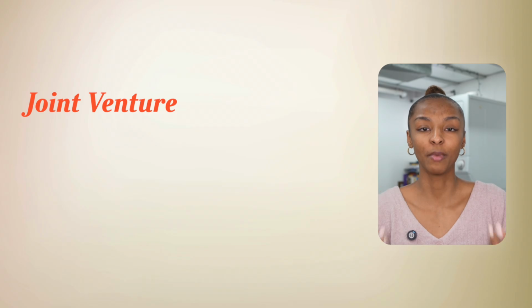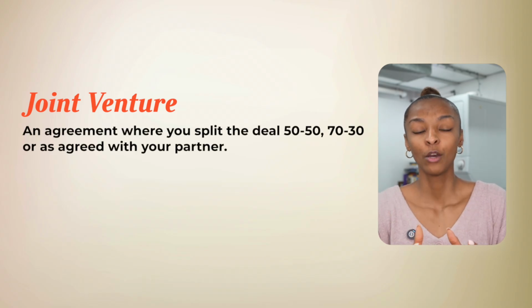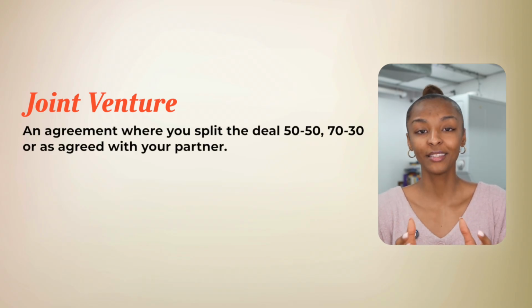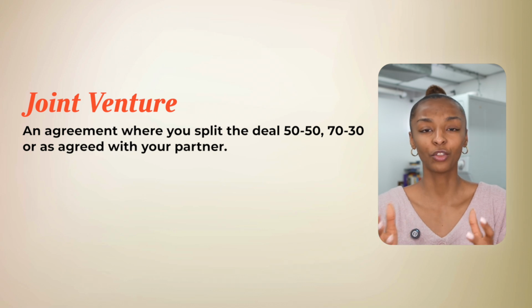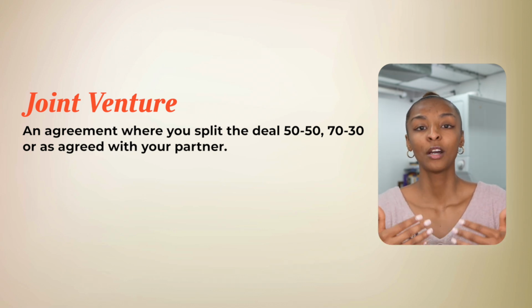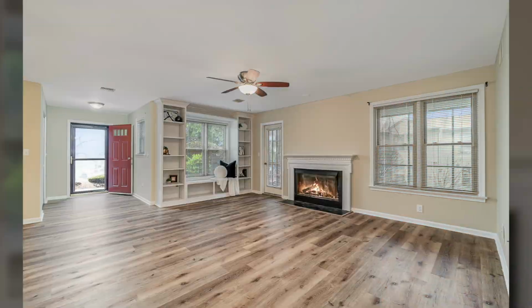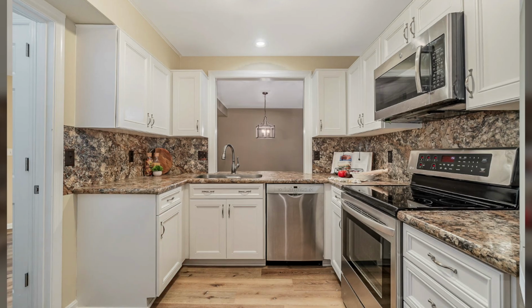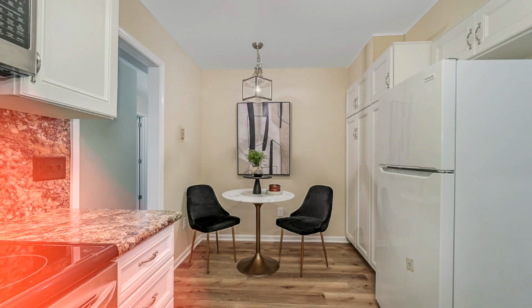And a joint venture is basically just stating an agreement where you guys are doing this deal 50-50 or 70-30, whatever the case may be, upon what you and your partner at that time agree upon. And in this case, this deal was 50-50. So he brought the contractor along with the hard money lender. So that's how we got financing and got a contractor for the deal.